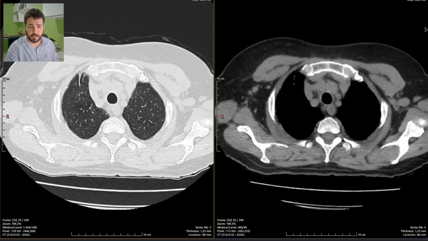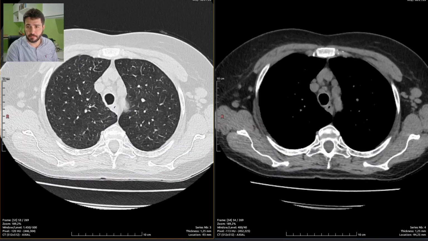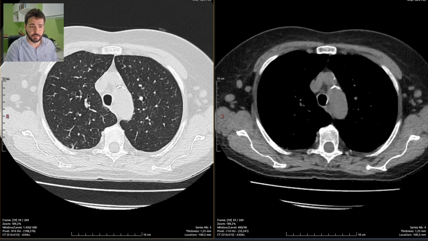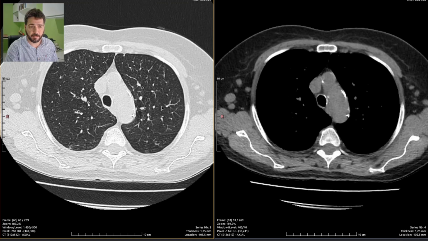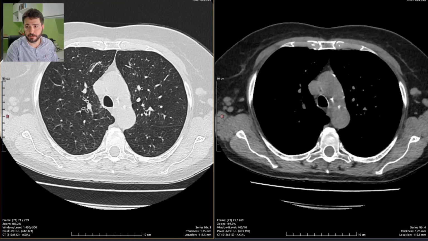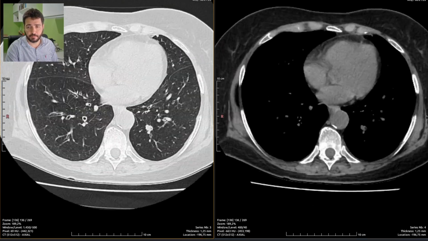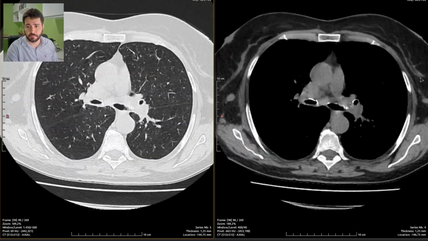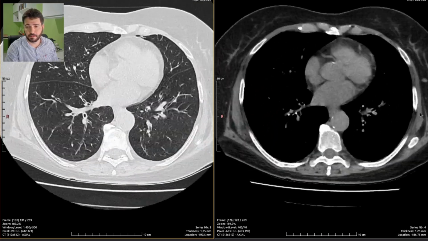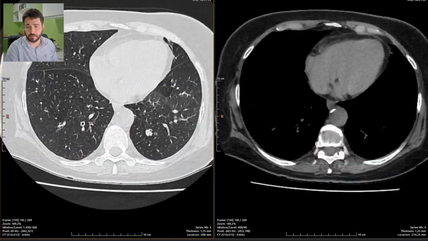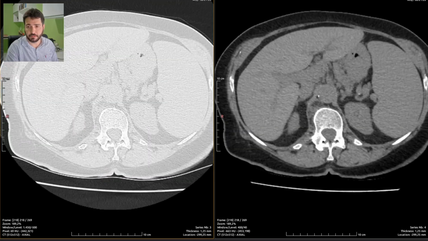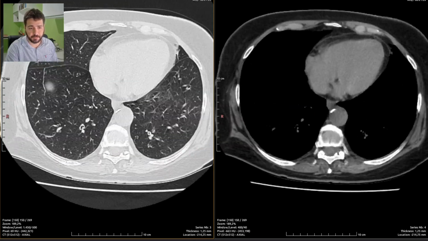I can also right away see there is a solid pulmonary nodule right here on the upper right lobe. There are numerous micronodules all over the place. Let's scroll down. The heart is normal sized. There are some atherosclerotic changes on great vessels and coronary arteries, which is expected.